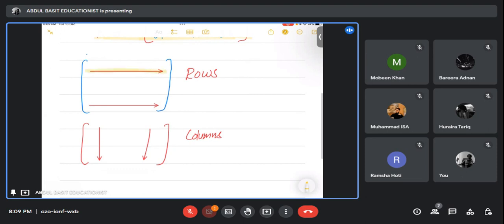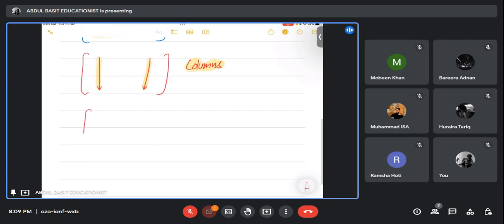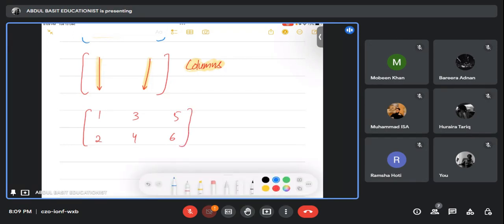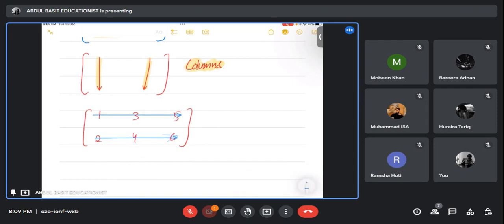These horizontal numbers are rows, and the vertical numbers are columns. So how do we know how many rows and columns there are? For example, let me write a matrix of my choice here: 1 2 3 4 5 6. As you can see, I have six numbers. Now let's see how many rows I can draw. I can draw one, I can draw two rows. So this matrix has two rows.